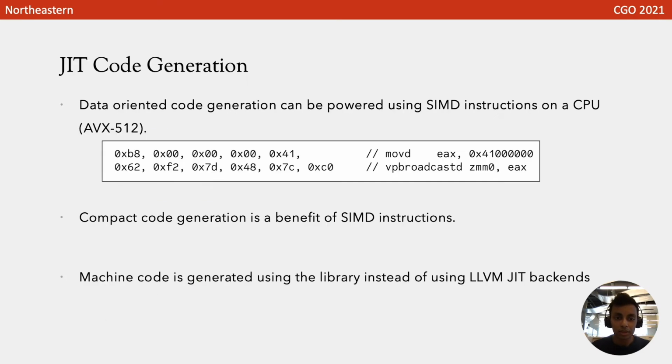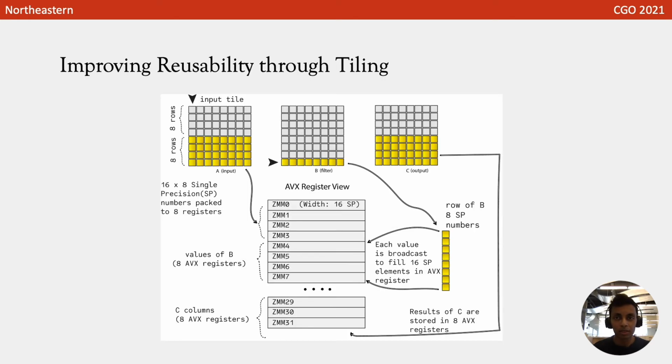So next, let's look at our code generation process. So we use SIMD instructions, specifically AVX512, because now we can express code generation in a very compact way. Also, similar to existing solutions, we also use a custom library backend instead of using an LLVM JIT backend, because this allows us to reduce the overhead. So next, let's look at tiling.